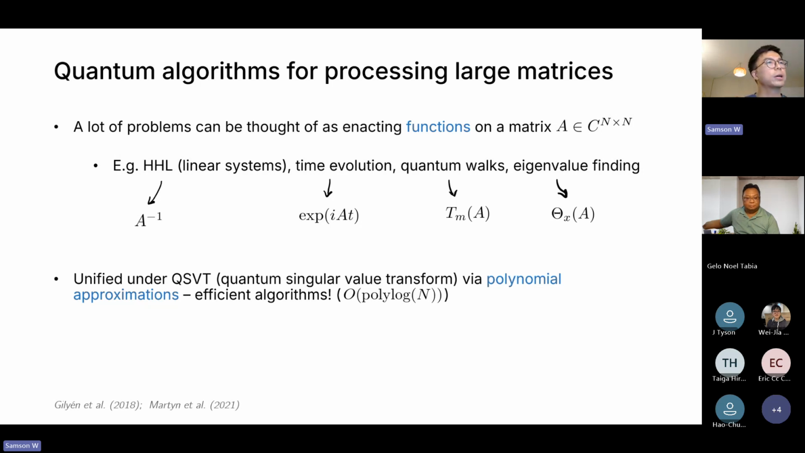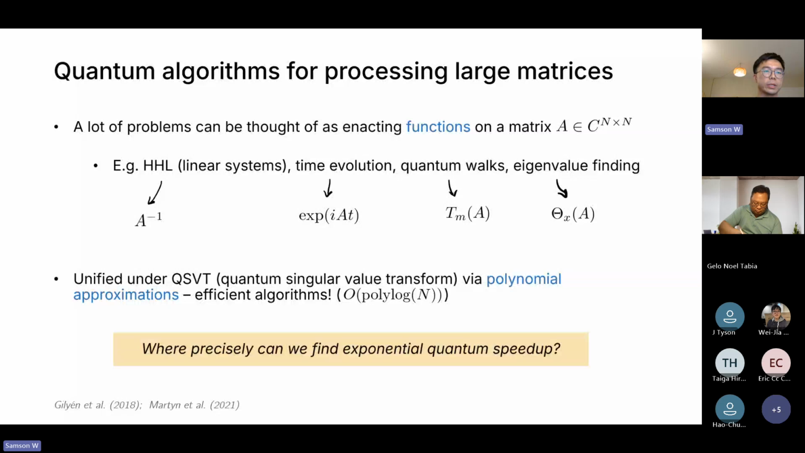Now, just because we have a quantum algorithm doesn't necessarily mean that we have some use for it. Specifically, a basic criterion we might want is that it has a strong advantage over classical algorithms. So now that we have this wonderful tool to look at a broad class of quantum algorithms for matrix functions, we might ask where precisely we can find exponential quantum speedups. This will be the focus of this talk.